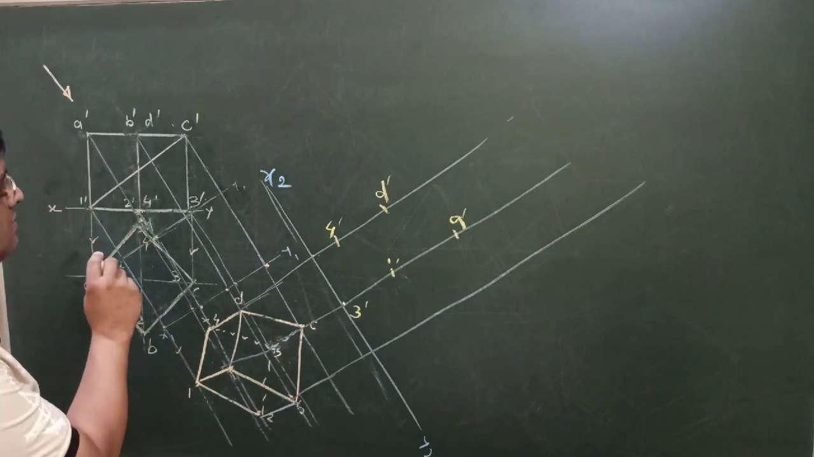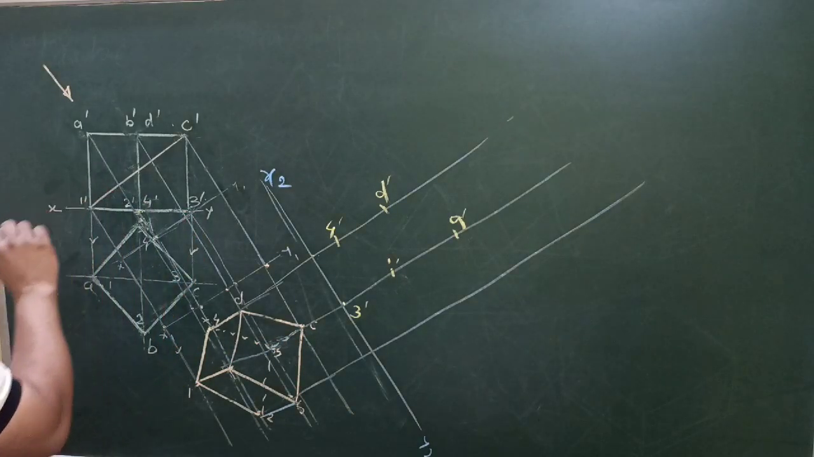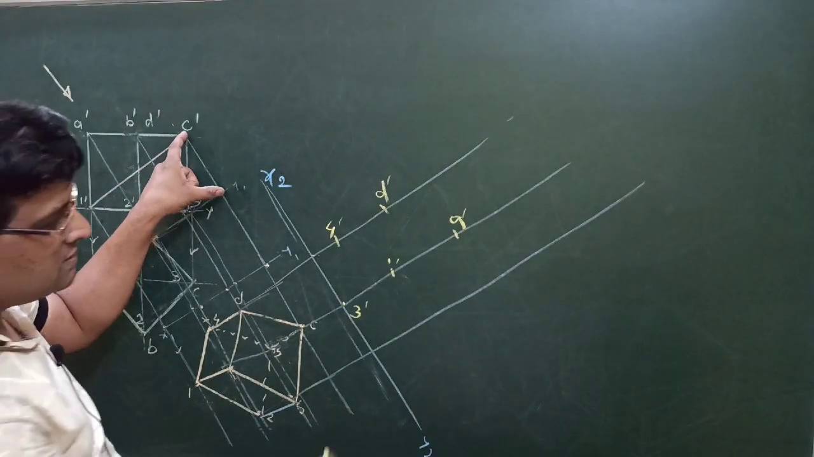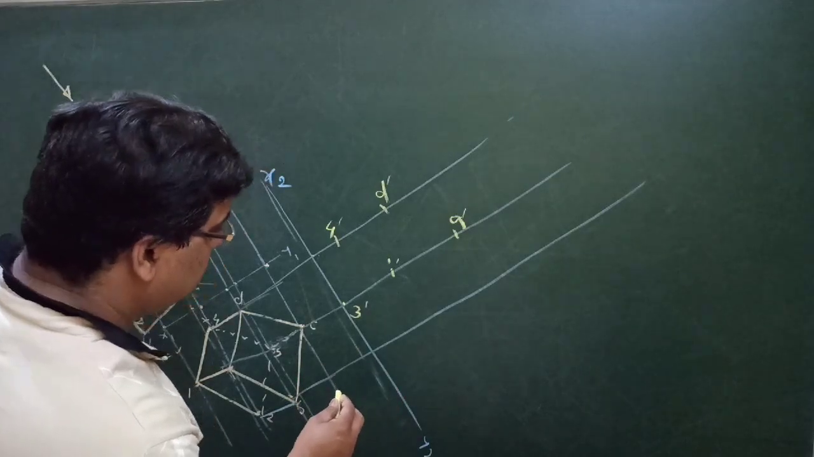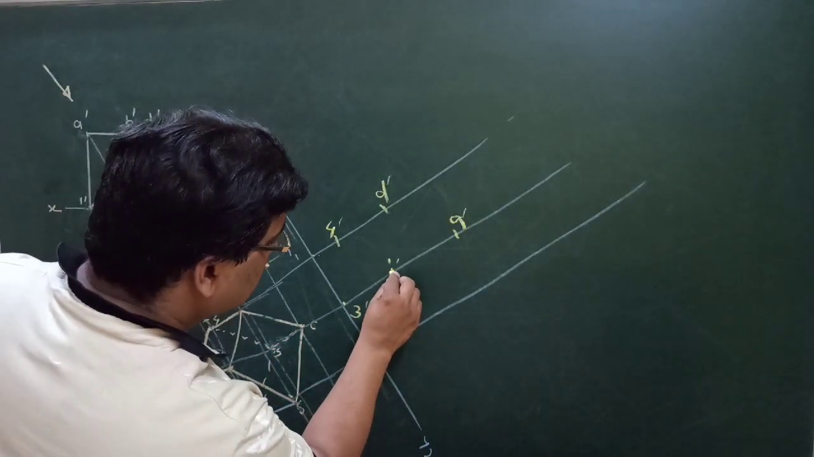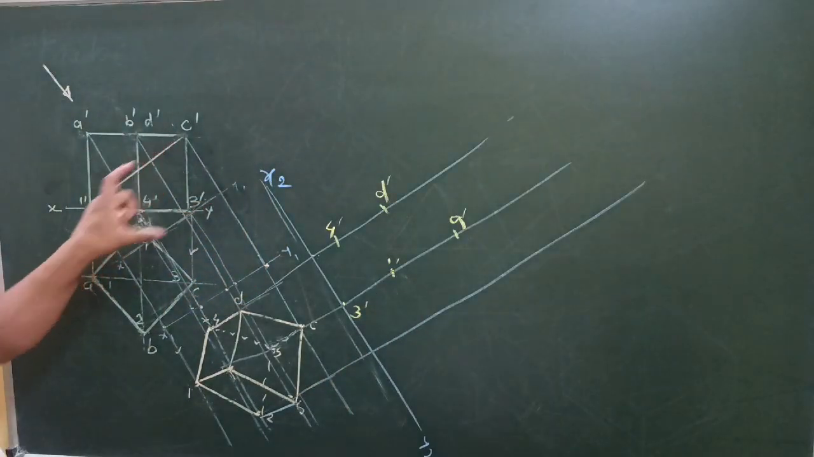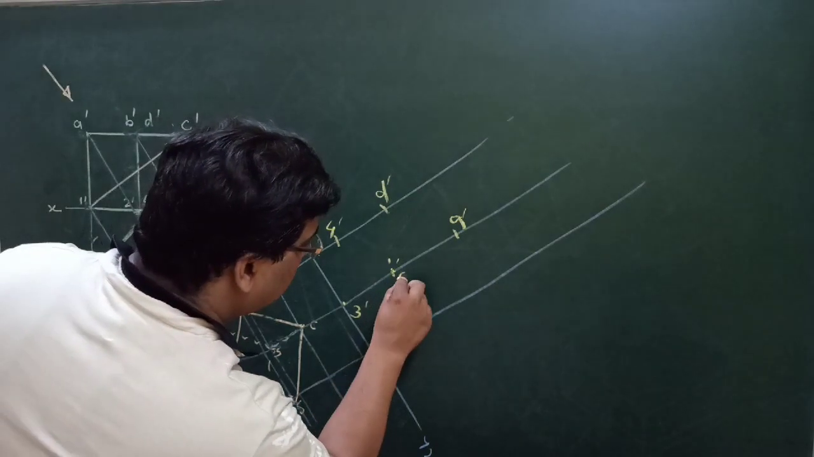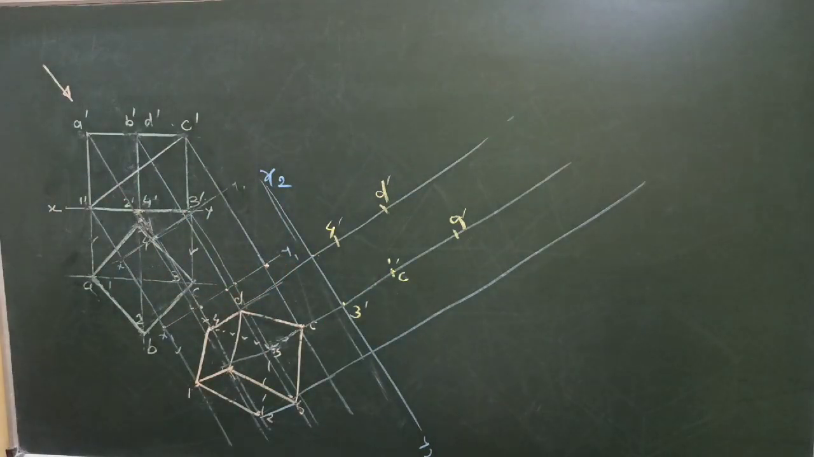The distance of C may be taken from here, this one. So take this distance and mark on this line. So this distance C will be again equal to this one. This distance and this distance are equal. So it will coincide on point 1. So that is C dash.